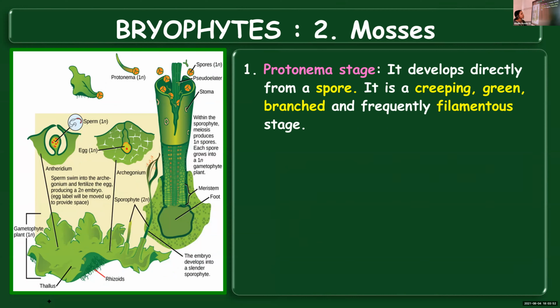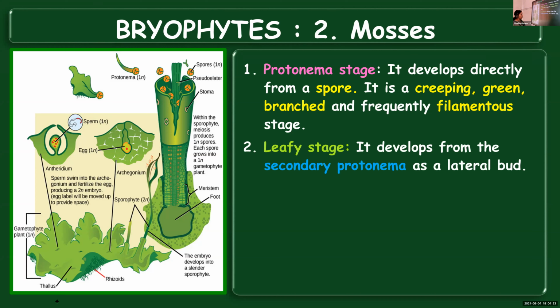The first stage is protonema. As soon as the spores germinate, the stage which is formed, you call it protonema stage. It develops directly from the spore. It's a creeping, green-colored, branched and filamentous stage. You know what is meant by creeping. The stage which is formed directly from the spore.